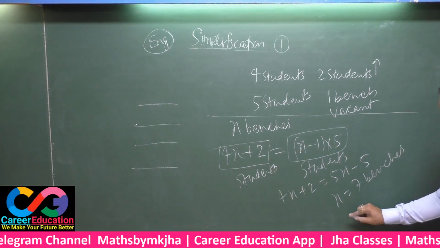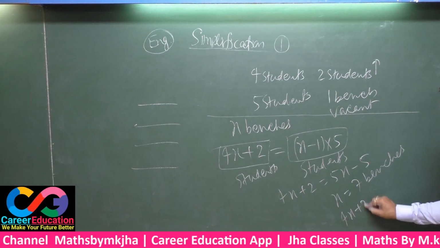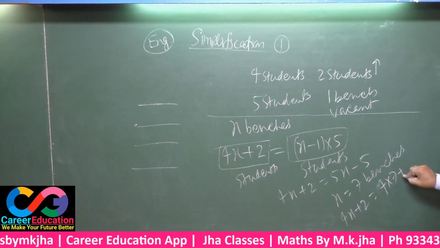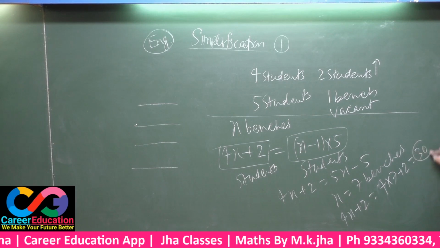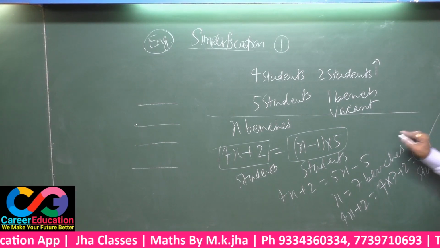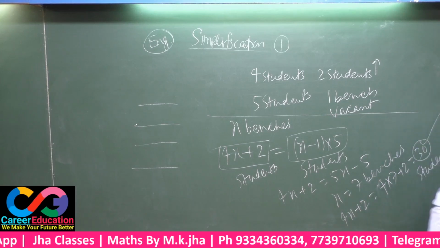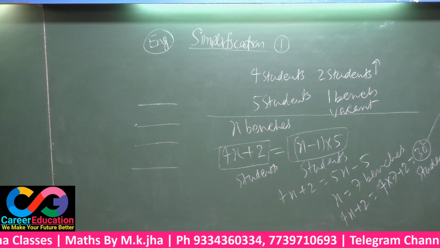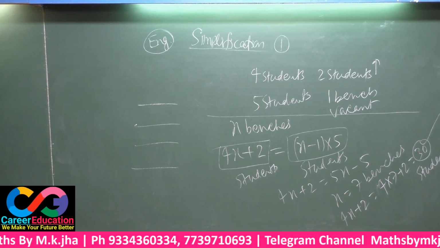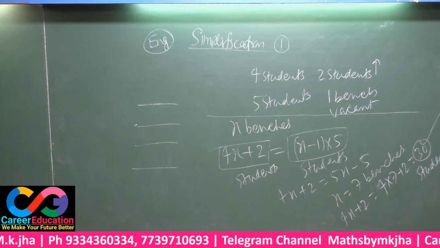Now the students: 4x plus 2 equals 4 into 7, that is 28, plus 2, that means there are 30 students in that classroom. This must be the correct answer. 30 students is your final answer. Match the answer. 30 students is the right answer. Note down this first.